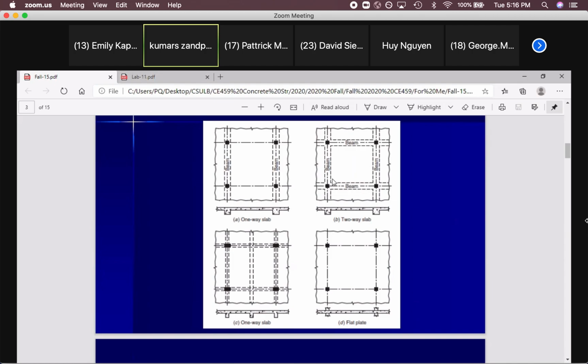So you will get a trapezoid load on this beam, trapezoid on the other side, triangle, triangle on this one. So we call that two-way slabs.